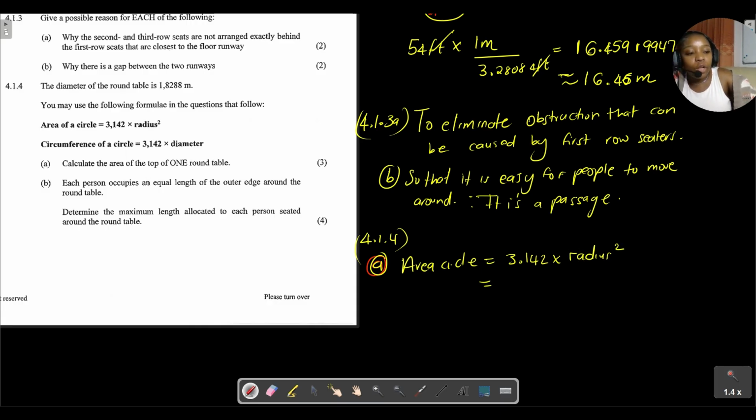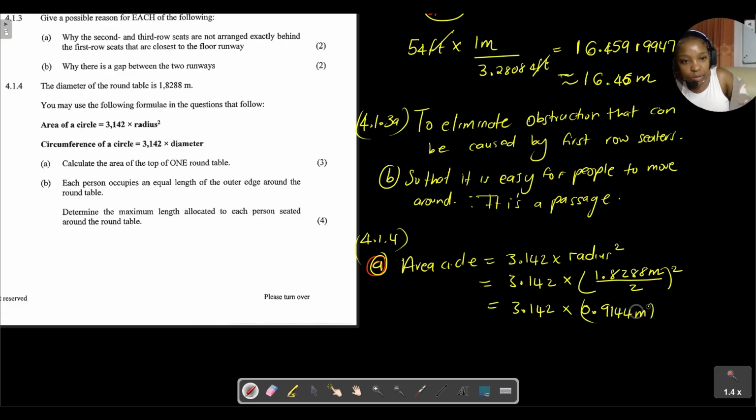But here, remember, they didn't give us a radius for this table. They just gave us the diameter. So we just need to remember that we need to take that diameter of 1.8288 meters and divide it by 2, all squared. Let me simplify: it's 3.142 multiplied by 1.8288 divided by 2, which gives us 0.9144, all squared, meters squared.